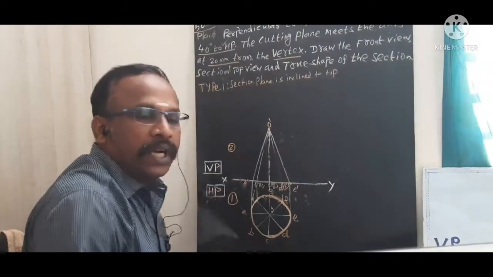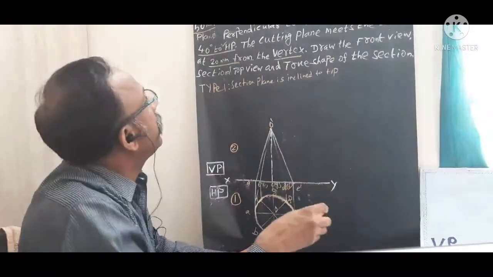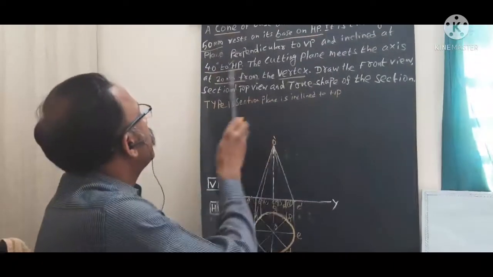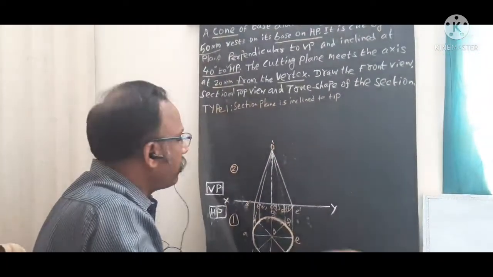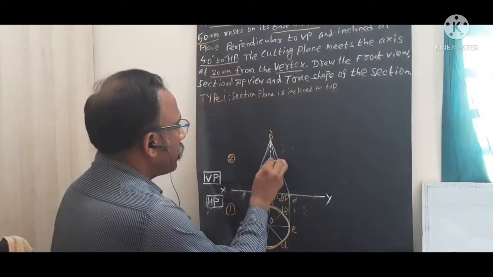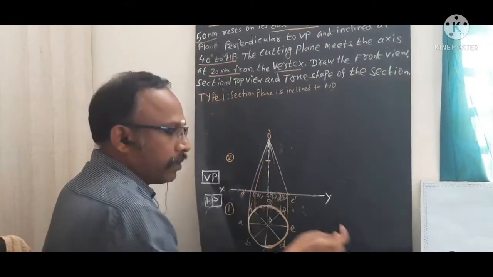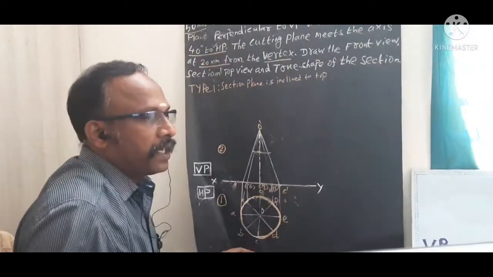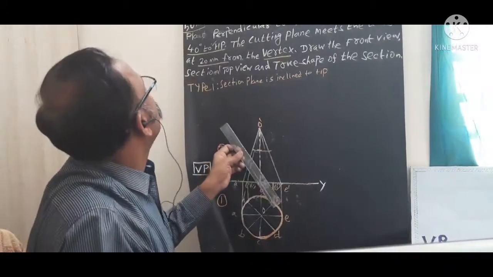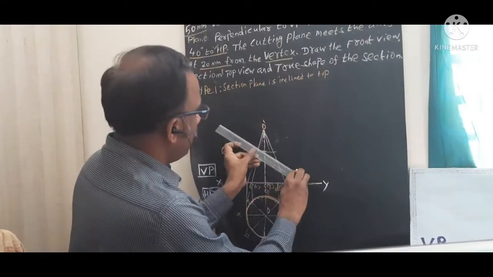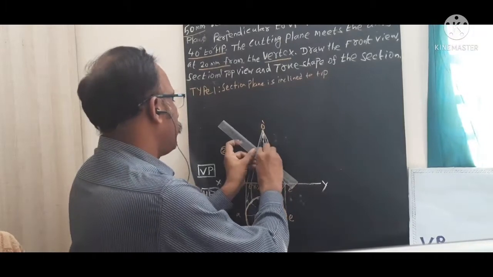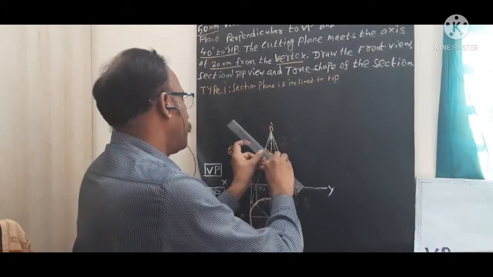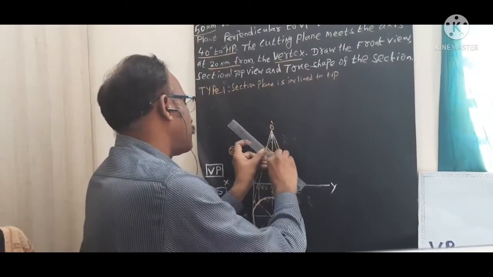Then I am going to draw the section plane. How to draw the section plane? For this we are going to use the two pieces of information. One is 40 degree to HP and 20 mm from the vertex. So from the top you mark 20 mm, right? And you draw this line like this. Then using a protractor, you draw one 40 degree line. This is our 40 degree line. I draw it like this. This is the section plane.